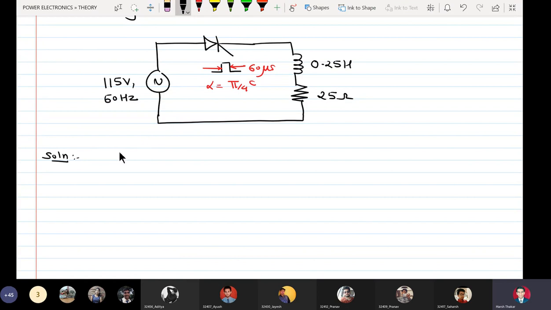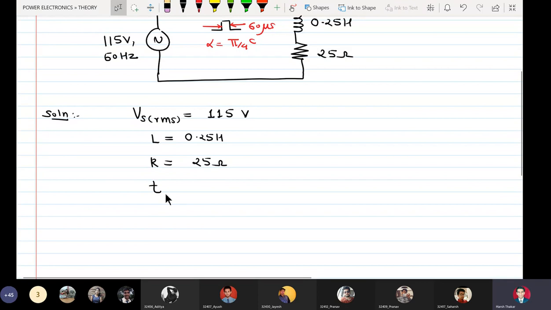Solution. So given Vs RMS is equal to 115 volt. Frequency is not important here. L is equal to 0.25 Henry. R is given as 25 ohm. The pulse duration Tp is 60 microseconds and alpha is given as pi by 4 radians or 45 degrees.